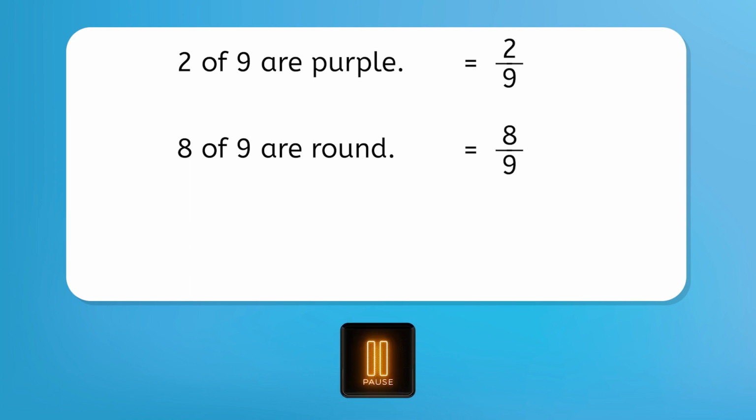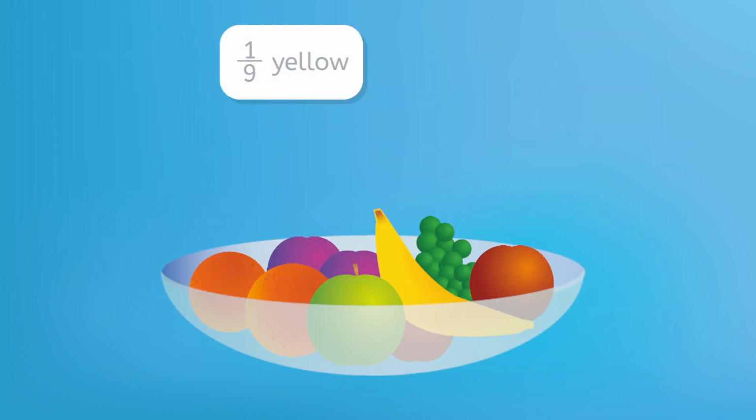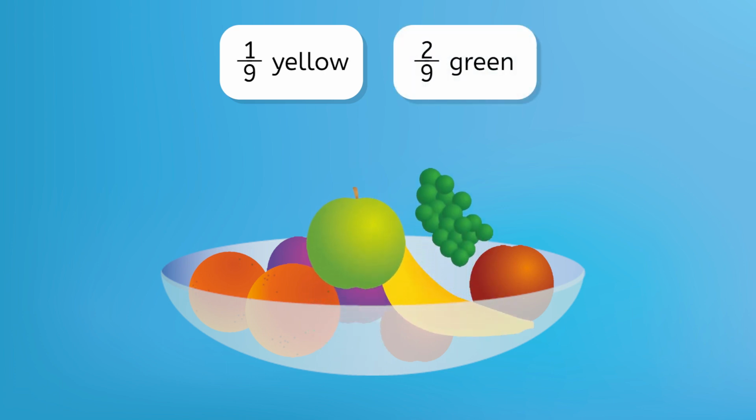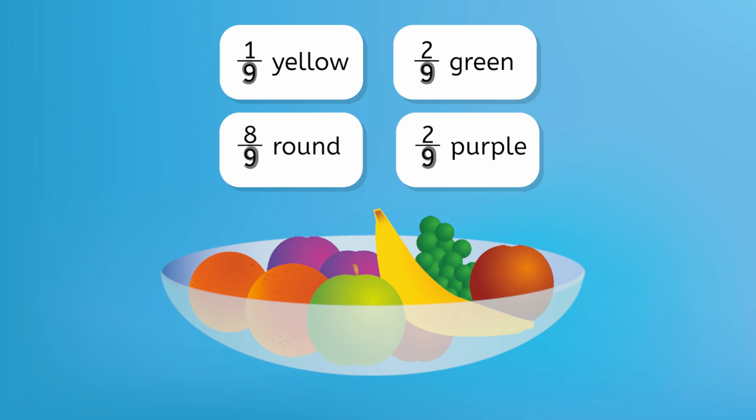Take a moment to pause and record the fractions that describe the 1 yellow fruit and the 2 green fruits. You can also record the fractions for any of your earlier observations. The fraction 1/9 tells how many are yellow, and 2/9 tells us how many are green. Notice how they all have a 9 at the bottom. Why is that?